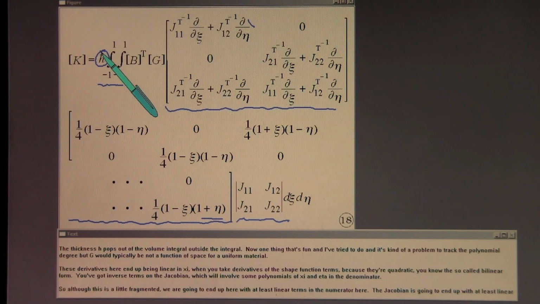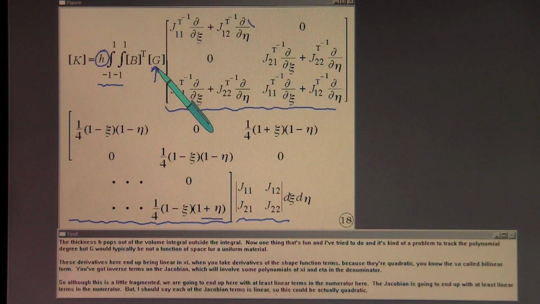Now, one thing that's fun, and I've tried to do, and it's kind of a problem to track the polynomial degree, but G would typically be not a function of space for a uniform material.